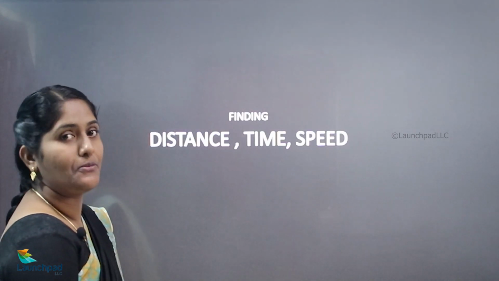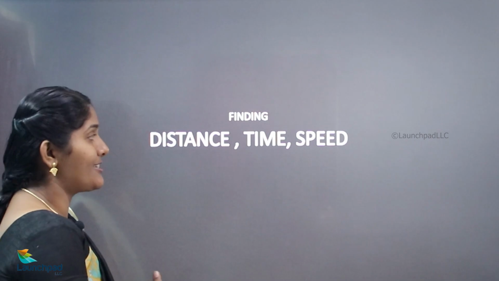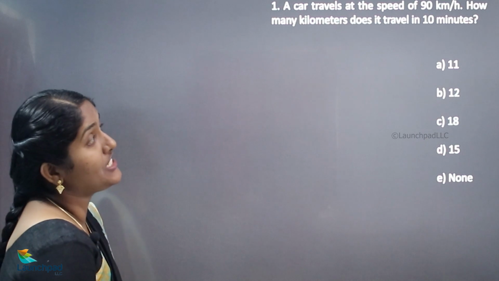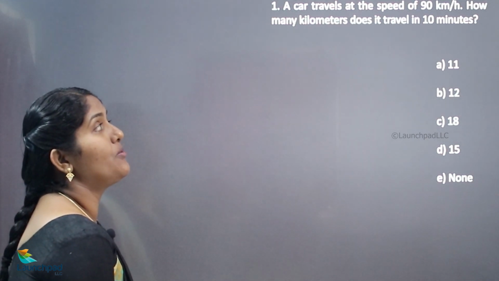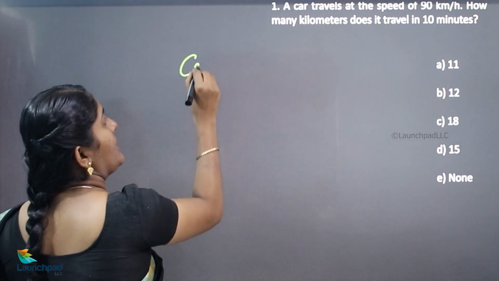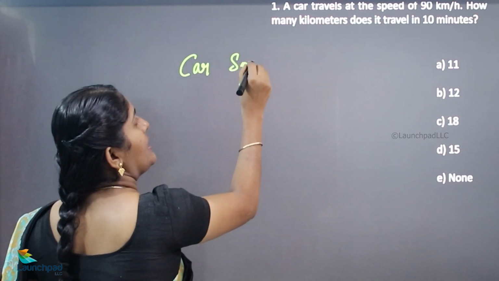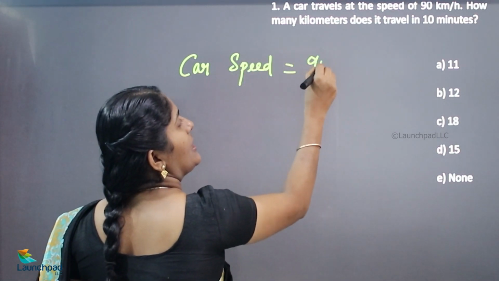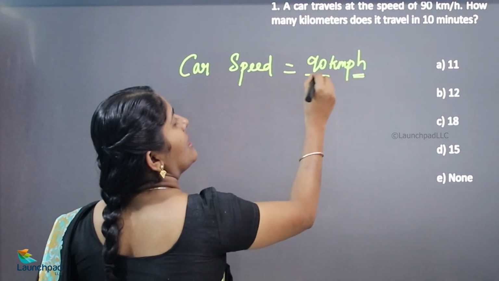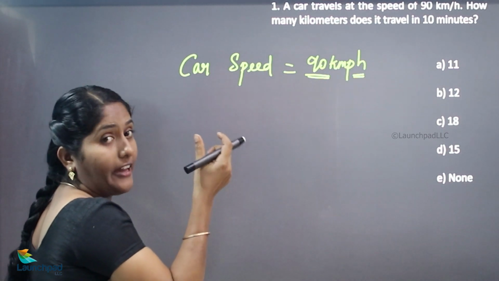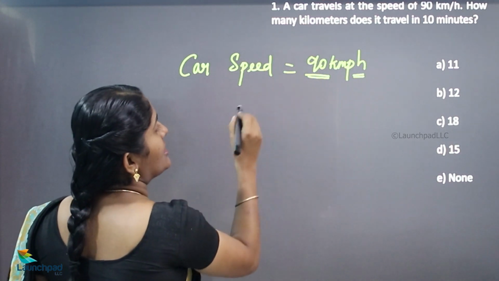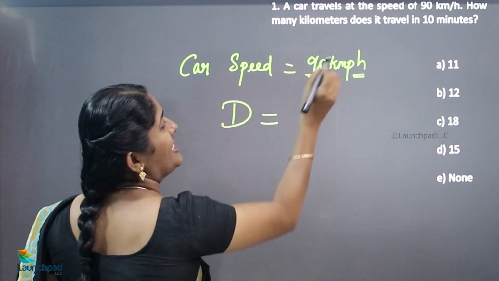Finding distance, time, speed. In this video, we are going to find distance, time and speed. Let's see the question first. A car travels at the speed of 90 km per hour. How many kilometers does it travel in 10 minutes? So, the car speed is 90 km per hour. This means in 1 hour the car can cover 90 km. And how much distance did the car cover in 10 minutes?